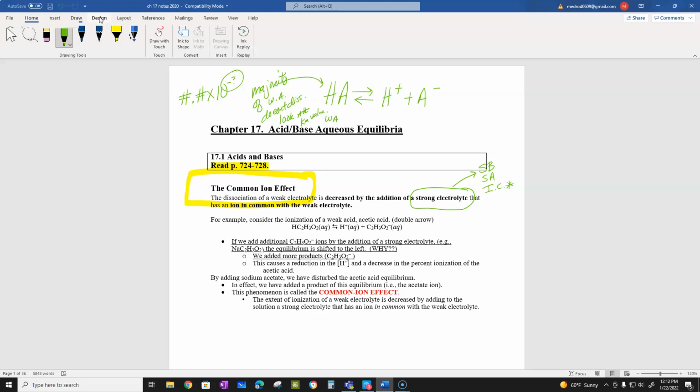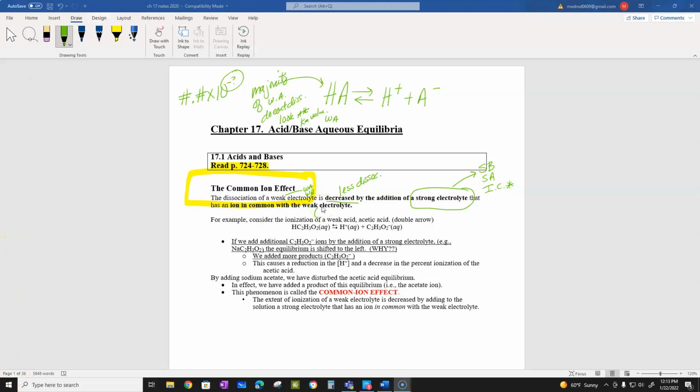The weak electrolytes we're going to be looking at are weak acids and weak bases. That's the only two we're going to be looking at. So the dissociation is decreased, which means even less dissociation. It barely dissociates as it is, and now it's going to dissociate even less by the addition of a strong electrolyte that has a common ion with that weak electrolyte.